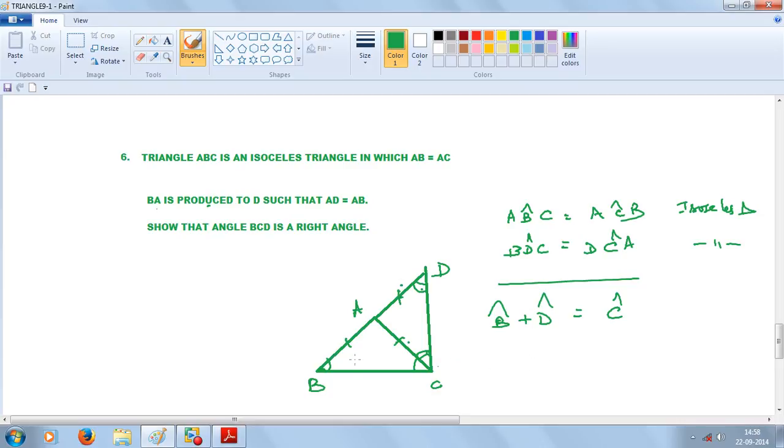We know that if we add the three angles of a triangle, it is 180. So B plus D is equal to C. If you replace with angle C, we can write C plus C equal to 180 degrees, or angle C is equal to 90 degrees.